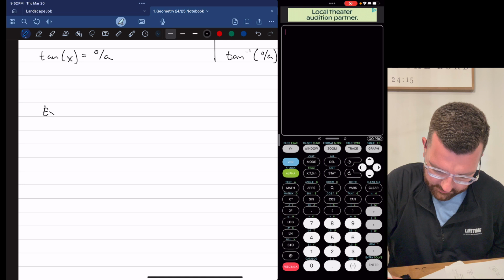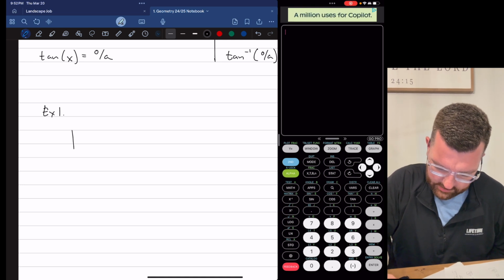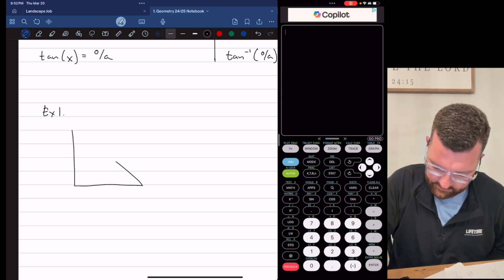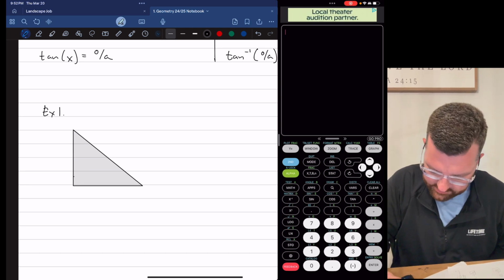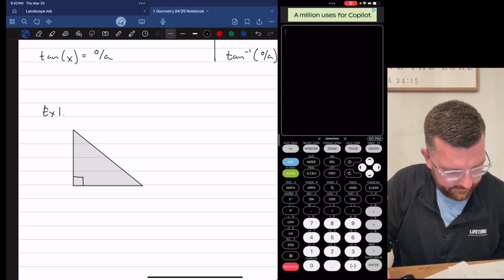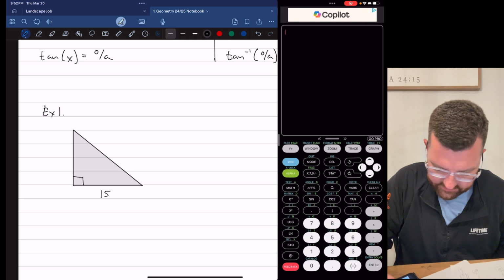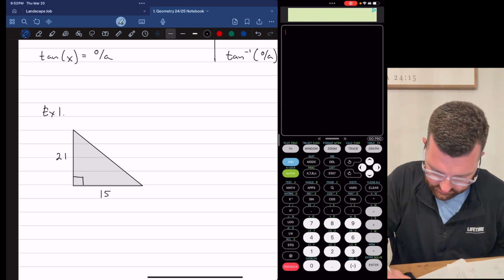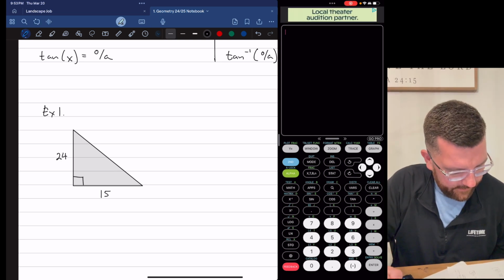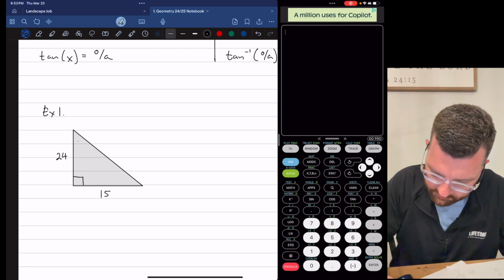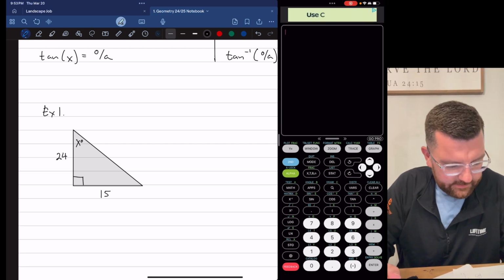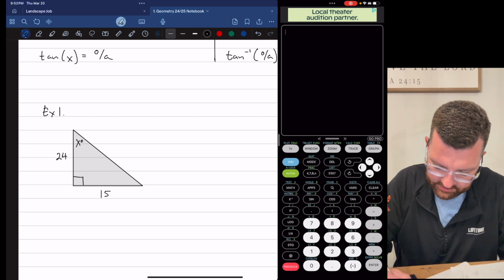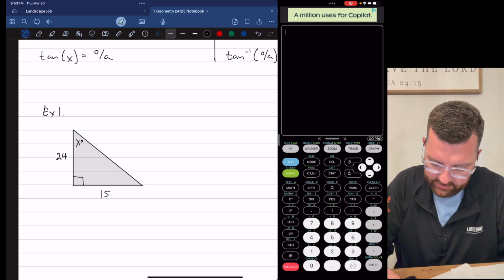I'm going to call this example number 1. And here is my right angle. Here is 15, 24. And we're going to put an X here because that's the angle we want to find.